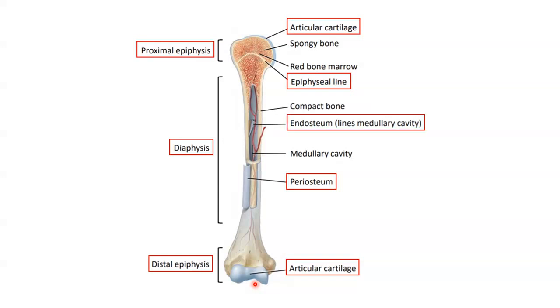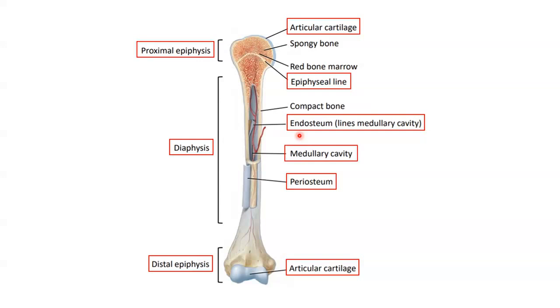The endosteum is then the thin membrane that lines the inner surface of the bone. So endo refers to within, ost again referring to bone. The endosteum contains a single layer of bone-forming cells and a small amount of connective tissue.